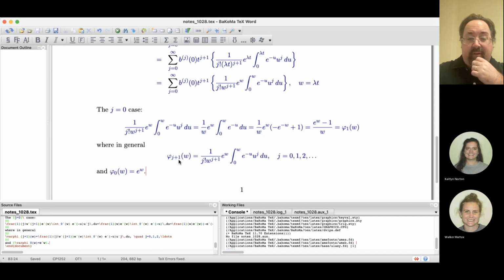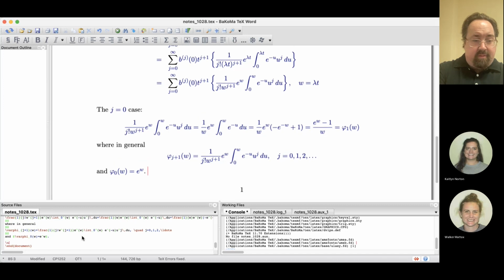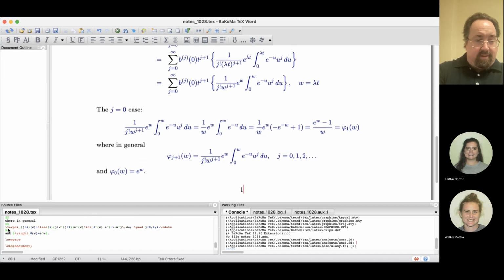So, any questions up to this point? Okay, so we have the first two phi functions, simple expressions for them. But now we have this nasty one for any others. So of course we want to simplify that. So this is where integration by parts comes in.